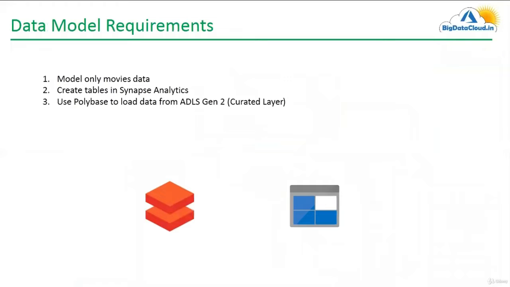There are certain data modeling requirements. One is to model only movies data. Then create tables in Synapse Analytics. Those tables are external tables, and we are also going to create CTAS tables, that is create table as. And the third requirement is to use Polybase to load the data from ADLS Gen 2.